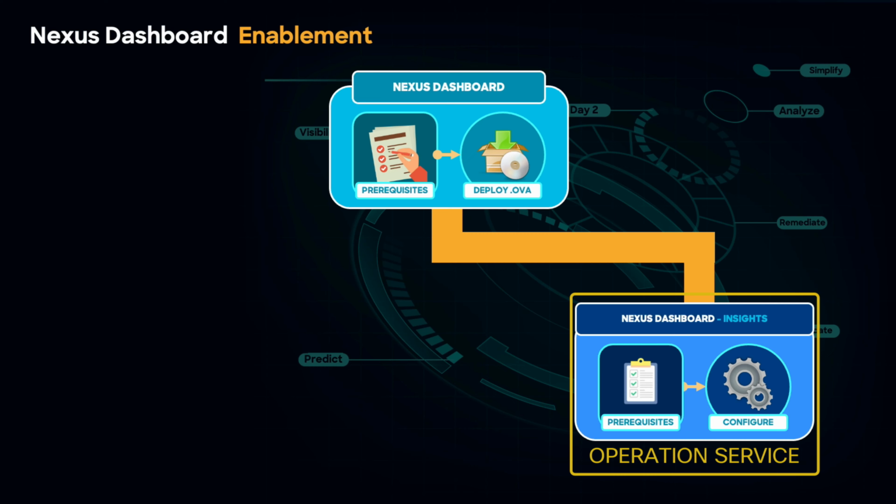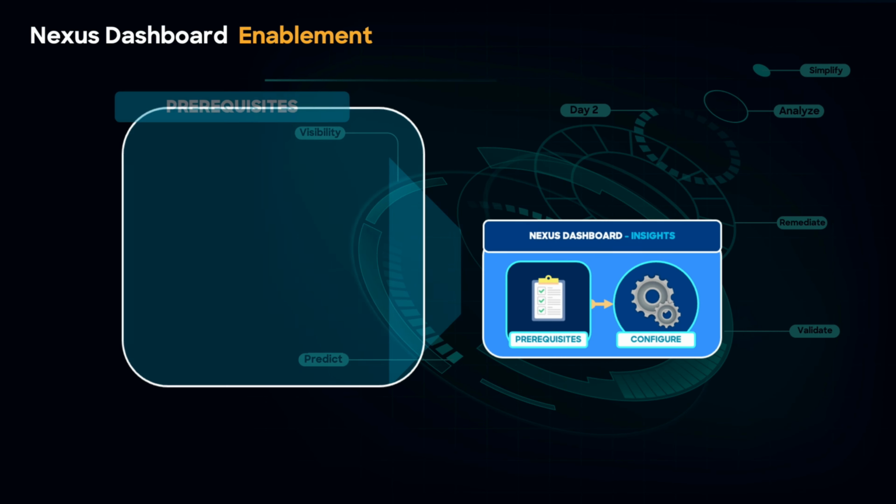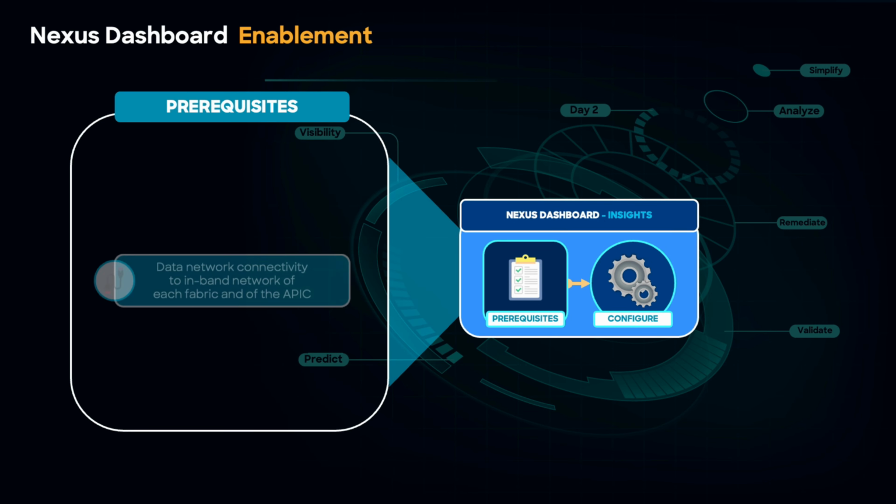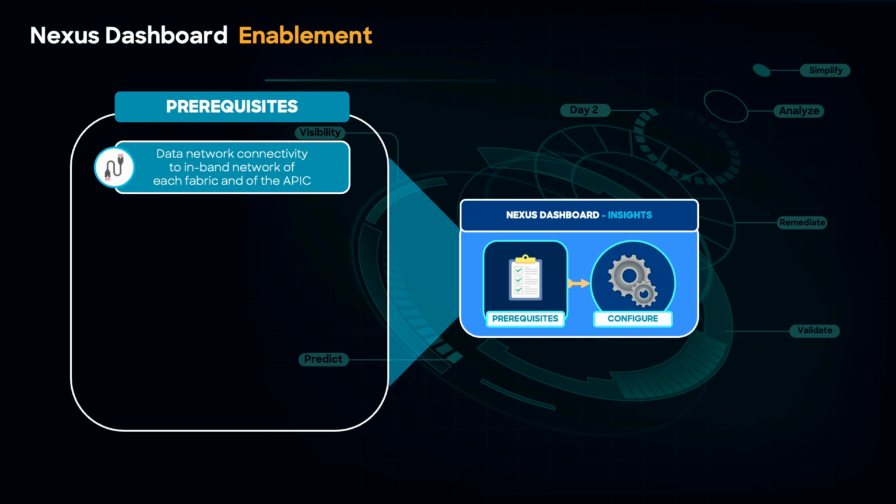For the correct functioning of this service, there are a couple of requirements to obtain the information from the platforms to the clusters, and in turn, to enable the services in the cluster. Initially, we require the enablement of data network to the inbound network of each fabric. For this process, we will soon be sharing a video on how to configure the APIs for ACI to send information to the Nexus Dashboard cluster, so stay tuned.